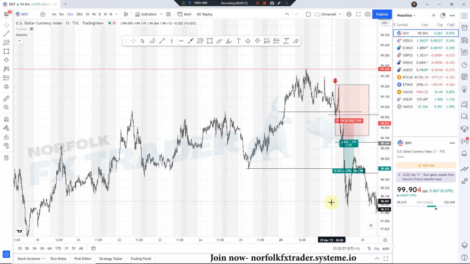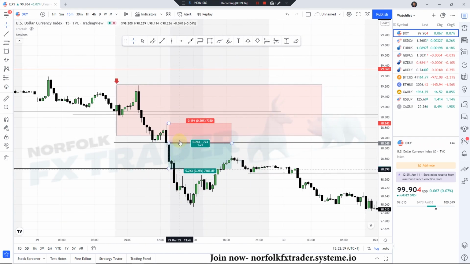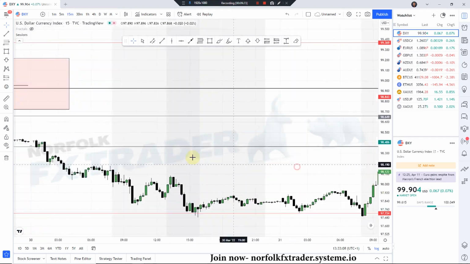You can see the market does continue lower, or you could even go down to a 5-minute entry here and look for an entry on a 5-minute. Now we will look at this in a moment. Let's look at the next areas.